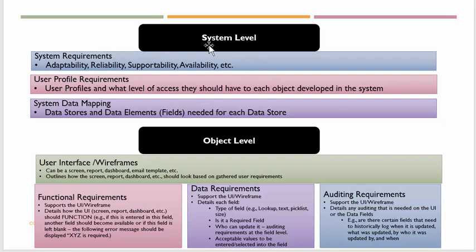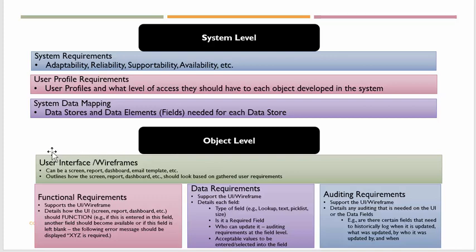However, when you do get into Sprint 2 development of requirements, you may need to add to these requirements for system, user profile, or system data mapping. For each of the sprints, though, you will be doing object level requirements. However your group has decided to split up what you are developing in each sprint, you will need to have the following.